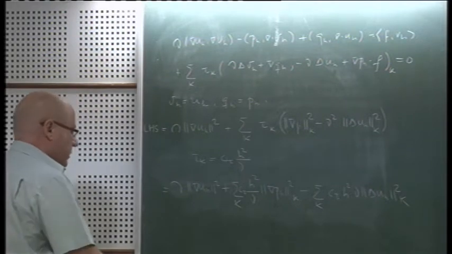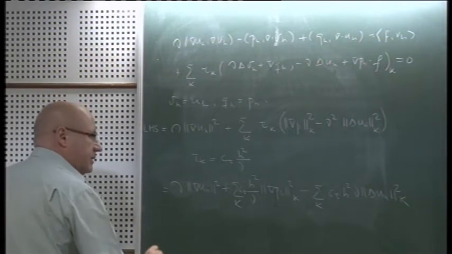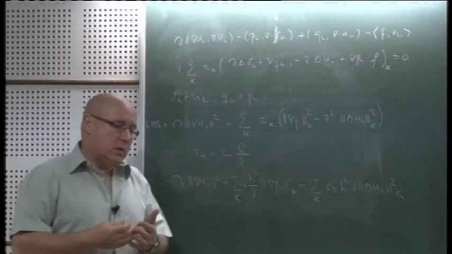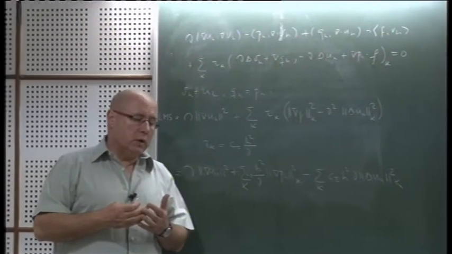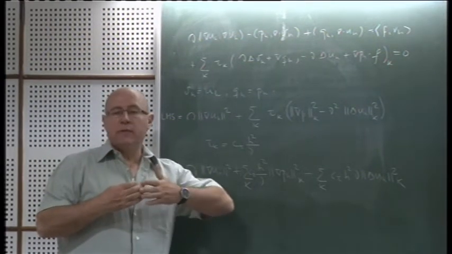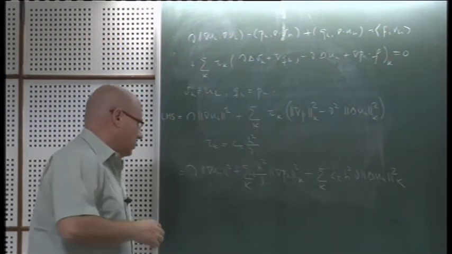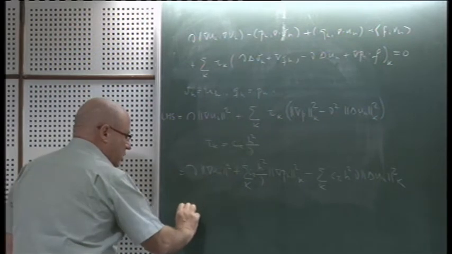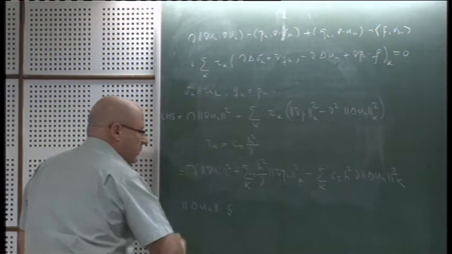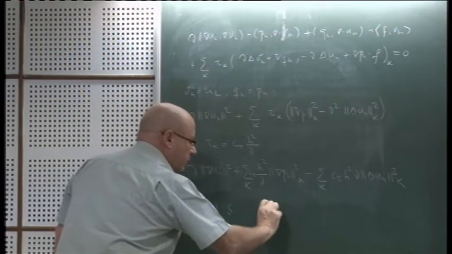What is an inverse estimate? It happens that for any finite element space, in general, derivatives of order whatever n can be bounded in terms of derivatives of order n minus 1. So in particular, the Laplacian of u_h can be bounded in terms of the gradient of u_h.